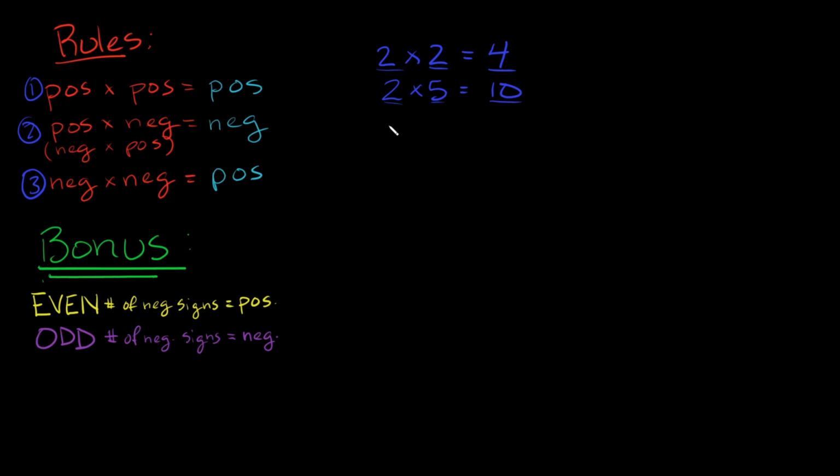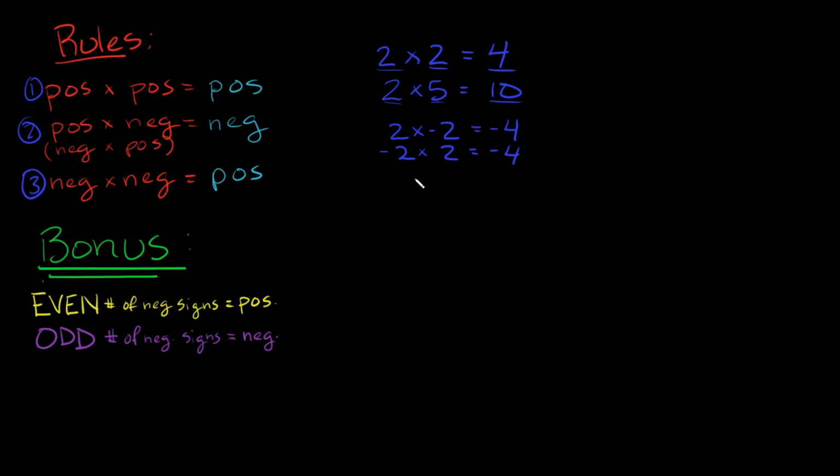Number 2. What about a positive times a negative? 2 times negative 2 would be negative 4. Same thing if we wrote it the other way around: negative 2 times 2, still negative 4. The order doesn't matter. The only thing we were looking for is the negative sign here. We have one negative sign, so this is negative also.